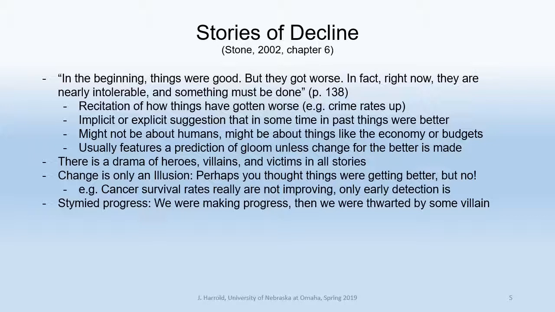But sometimes the recitation might not be about humans at all, it might be about things like the economy or budgets. I can remember when we thought it was a good thing to balance budgets, for example. And usually these stories, the story of decline, feature some prediction of gloom unless the change is made for the better, right? So unless we start to balance our budgets, we will be faced with a future where our children will do nothing but pay off national debt. And do we want to do that to our children and grandchildren? And then there's always this drama of heroes, villains, and victims in the stories.